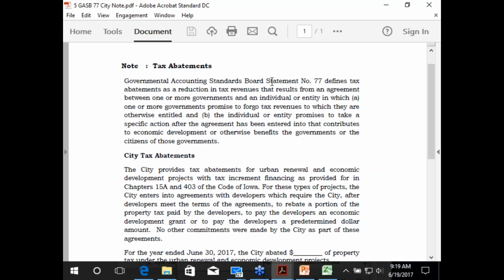The first paragraph of this note goes through and shows you the definition of what the tax abatement is. It's a reduction in tax revenues that results from an agreement between one or more governments and an individual or entity in which the one or more governments promise to forego taxes which they're otherwise entitled, and the individual or entity promises to take a specific action, and we should bold this item right here, after the agreement has been entered into that contributes to the economic development or otherwise benefits the governments or citizens of those governments. After is a big deal.